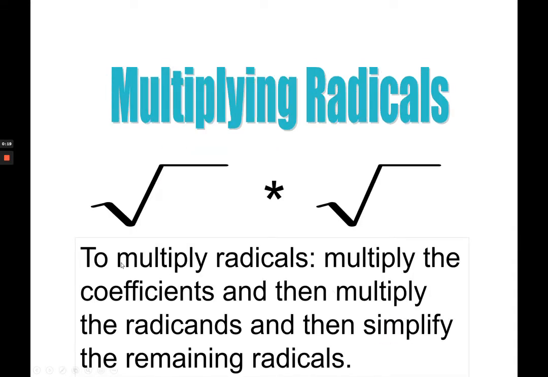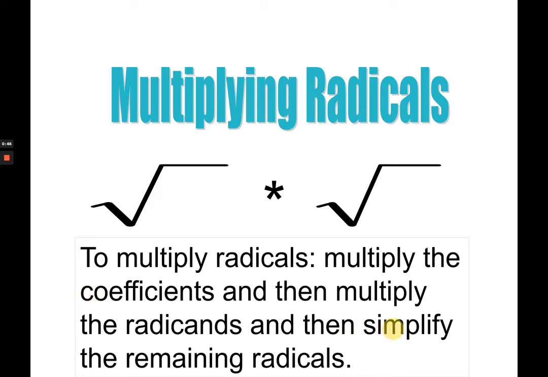When you multiply radicals, you just multiply coefficient to coefficient and then multiply radicands to radicands. You do not multiply a coefficient with a radicand. Radicands are the numbers inside the radical symbol. Coefficient is the number outside and in front of the radical symbol.